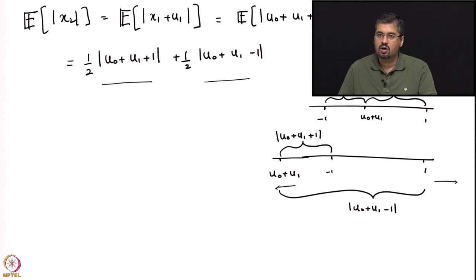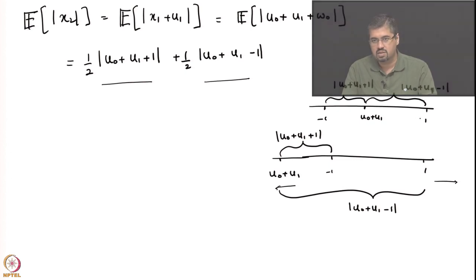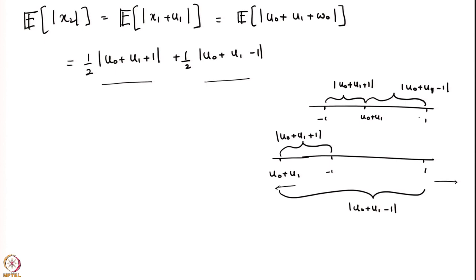So, consequently, the optimal choice would be one where U0 plus U1 is actually between minus 1 and plus 1. Okay. And in that case, once U0 plus U1 is in fact between minus 1 and 1, the sum of this objective here, which is half of this distance plus half of that distance, would actually evaluate to just 1, right.